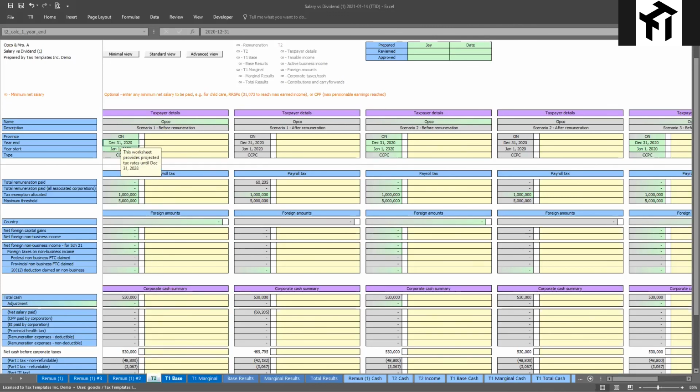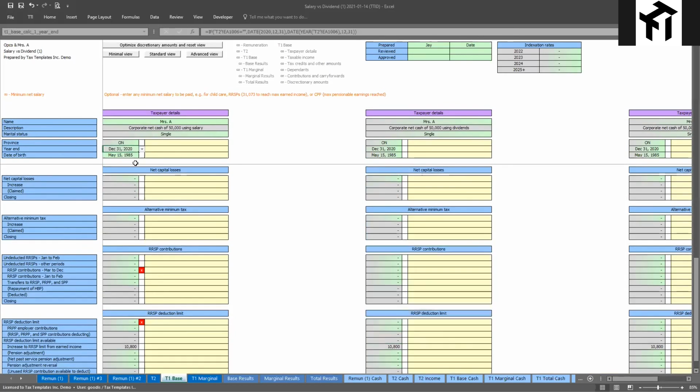And when you put that date in, it actually defaults the year into 2020 over here as well. But if you're looking to go ahead and include that in 2021, you can just go ahead and change the year end to 2021 here, and then you'll be working in that tax year. So hopefully I understood your question. That's what you're looking for.